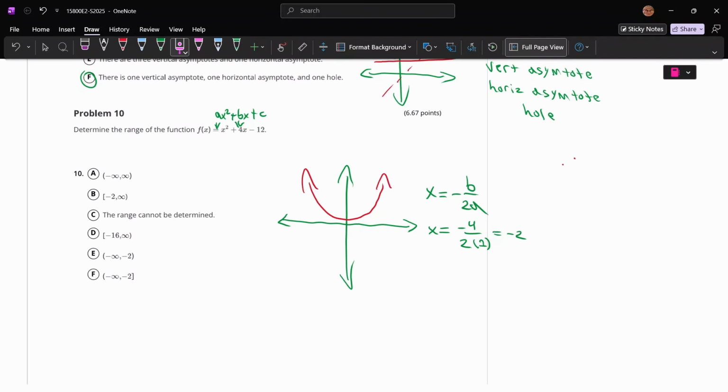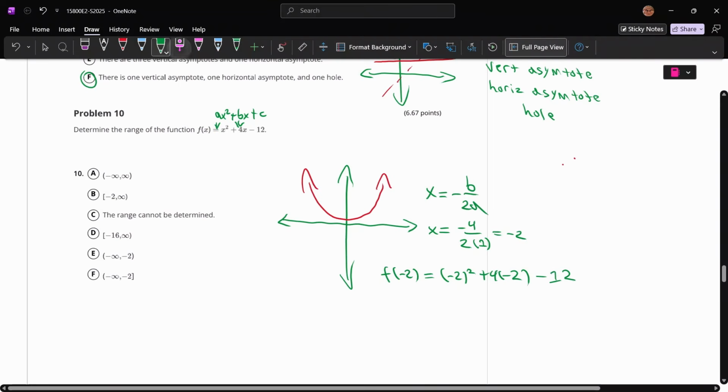If this were a domain, then we wouldn't have to do that, because you can see here, this is an x value, not a y value. We want a y value. So let's plug that back in so we can find f of negative 2. That's going to give us negative 2 squared plus 4 times negative 2 minus 12.